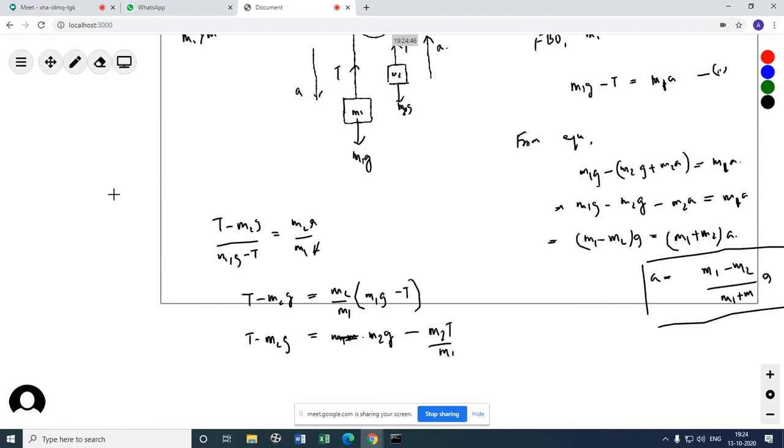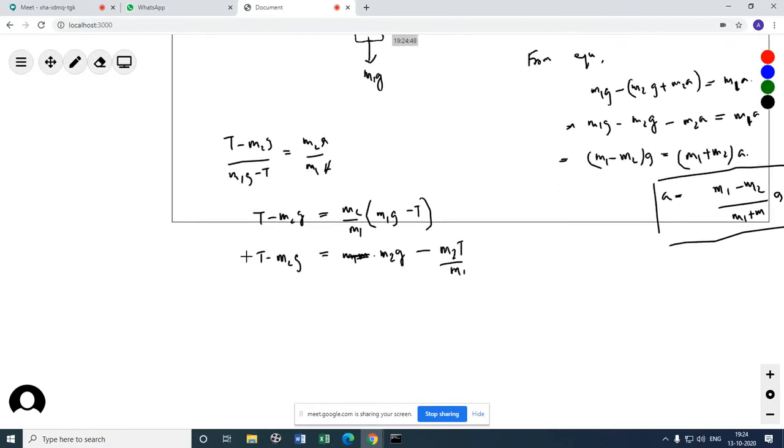So let me bring this side. We need to separate them now. So T plus M2 by M1 T is equal to M2. Is this M2 or M1? Again I am making that mistake, I am writing so badly. This is M2. Yeah, it would be 2 M1 M2G. So this much only. Now what to do?